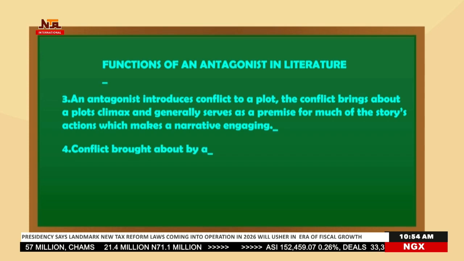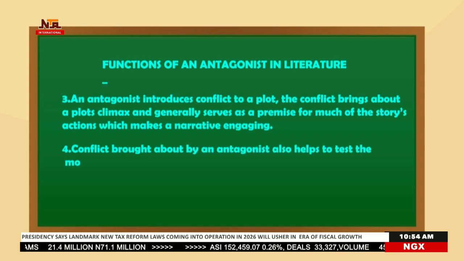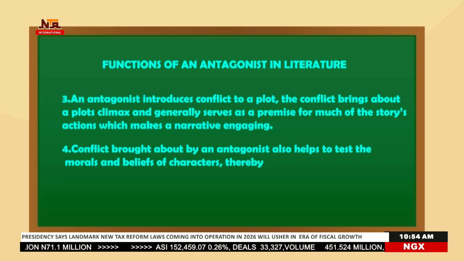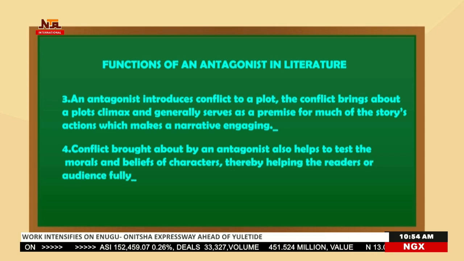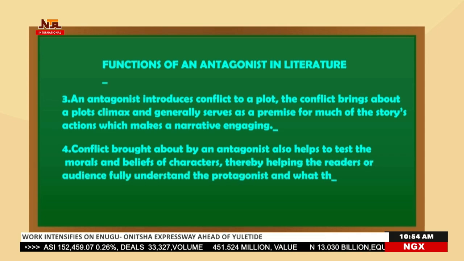Conflict brought about by an antagonist also helps to test the morals and beliefs of characters, thereby helping the readers or audience fully understand the protagonist and what they stand for.